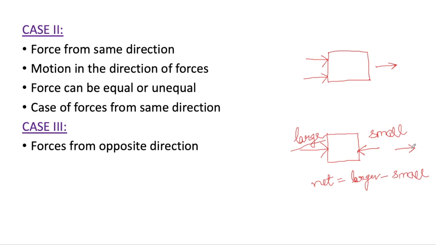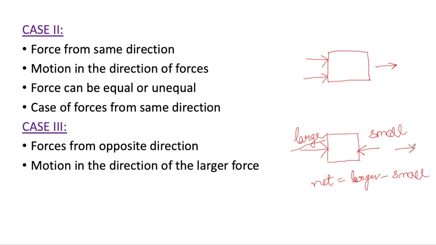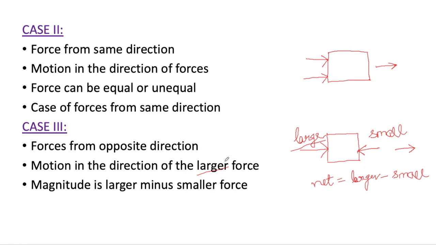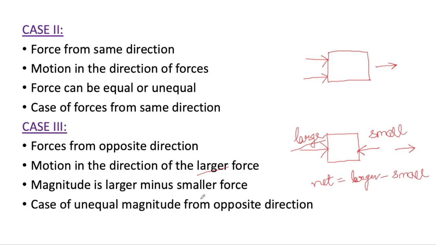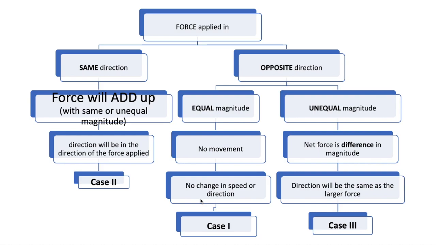So the forces acting here are from opposite directions. The motion of the object finally will be in the direction of the larger force. The magnitude is the larger force minus the smaller force, the difference between the magnitudes. So this is the case of unequal magnitude from opposite directions. Now we will summarize this whole discussion in the form of a flow chart. This will also help you organize all the information and learn it better.